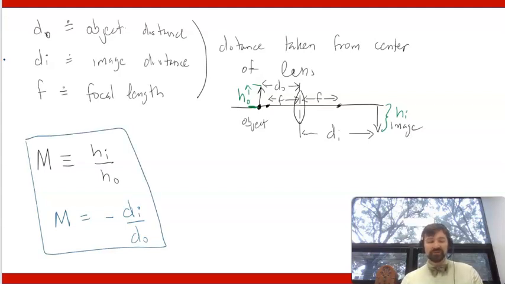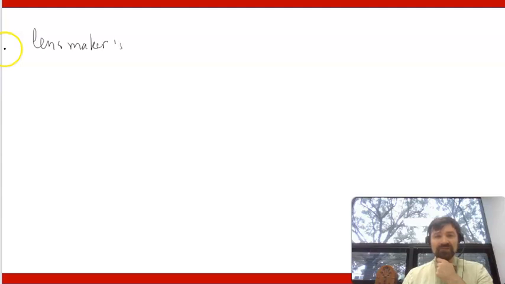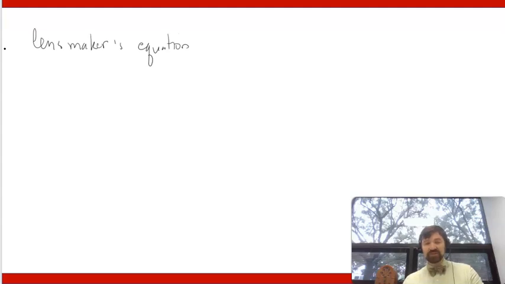Two more equations that you may need are what are called the lens maker's equation and the thin lens equation. So let's look at those two. The lens maker's equation is basically for, if you have a thin lens, this is how you determine what the focal length of that lens will be. And it's actually defined in terms of two faces. All right.